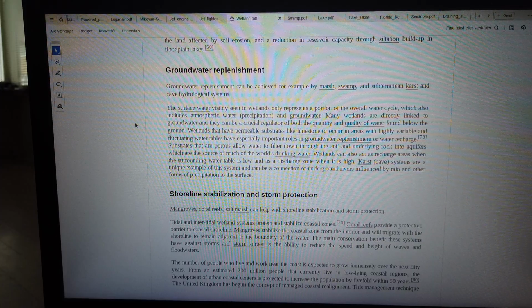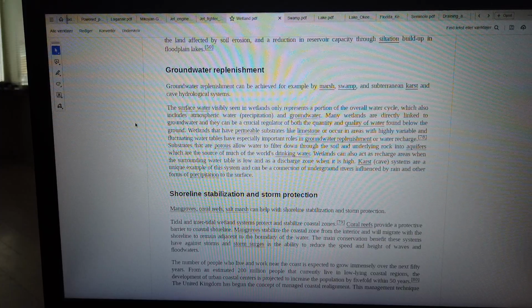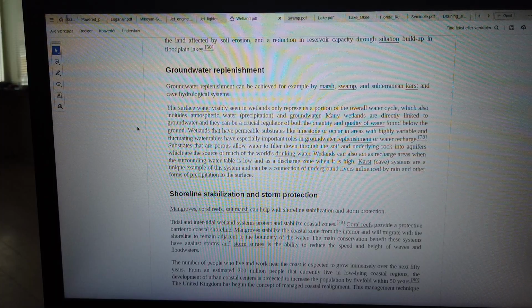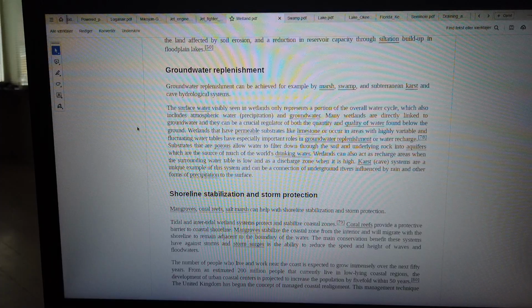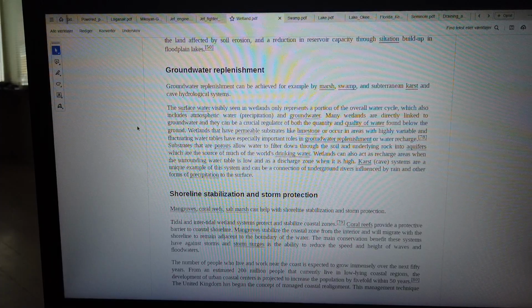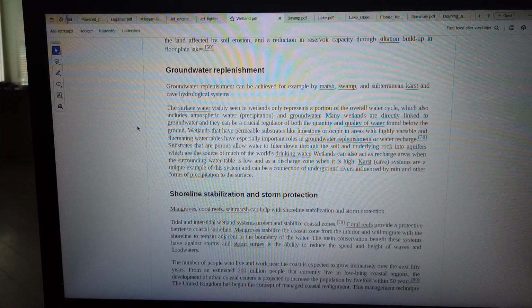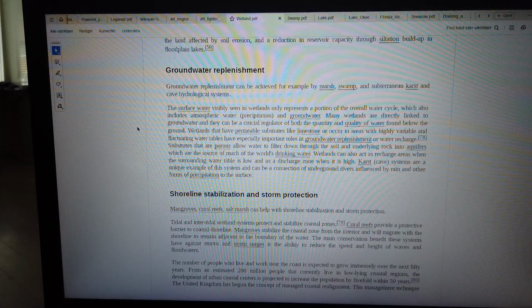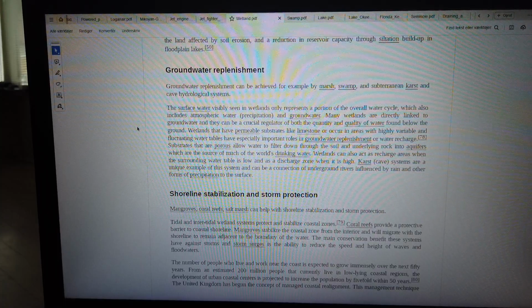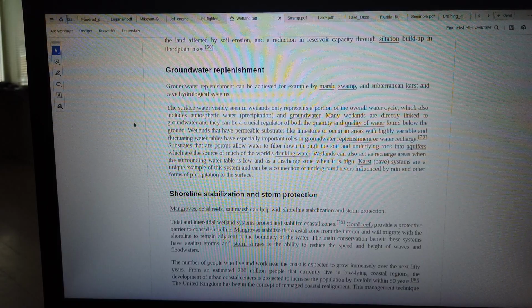Many wetlands are directly linked to groundwater, and they can be a crucial regulator of both the quantity and quality of water found below the ground. Wetlands that have permeable substrates like limestone or occur in areas with highly variable and fluctuating water tables have especially important roles in groundwater replenishment or water recharge.